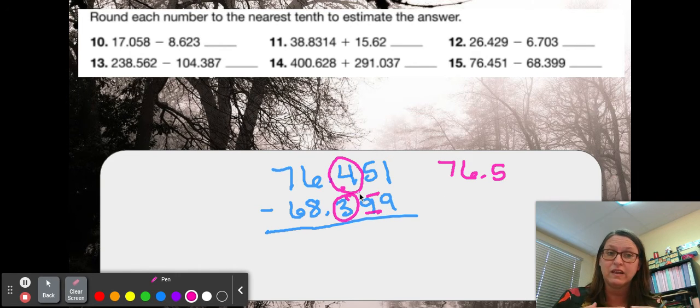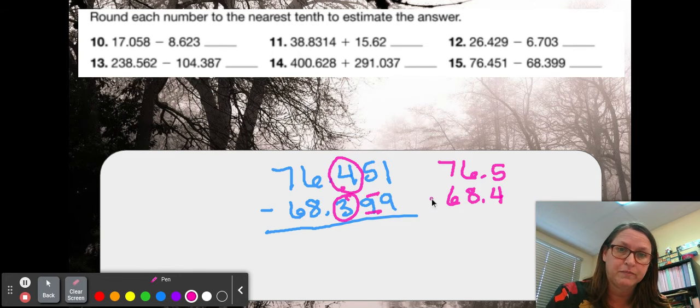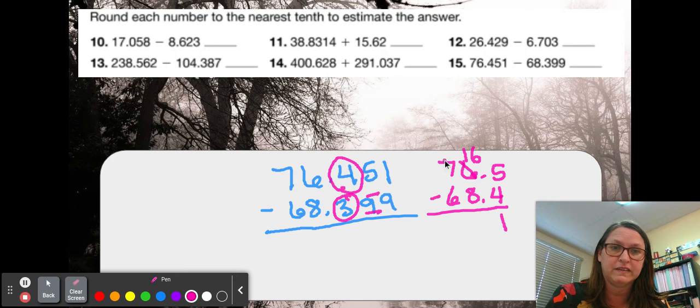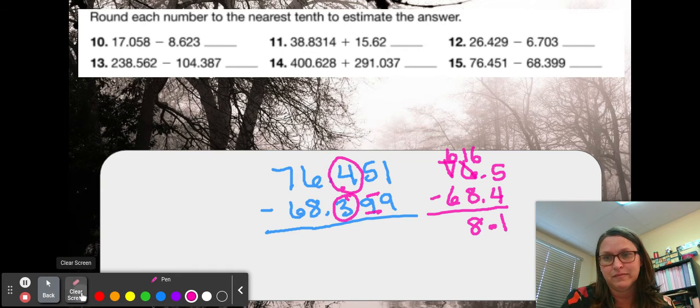And 9 is also in that 5 or more. Raise the score. So my 3 is going to become a 4, so 68.4. 5 minus 4 is 1. 6 minus 8 I can't do. I have to borrow, so it becomes a 16, and my 7 becomes a 6. 16 minus 8 is 8. 6 minus 6 is nothing. So I just put my decimal point, and I am done.